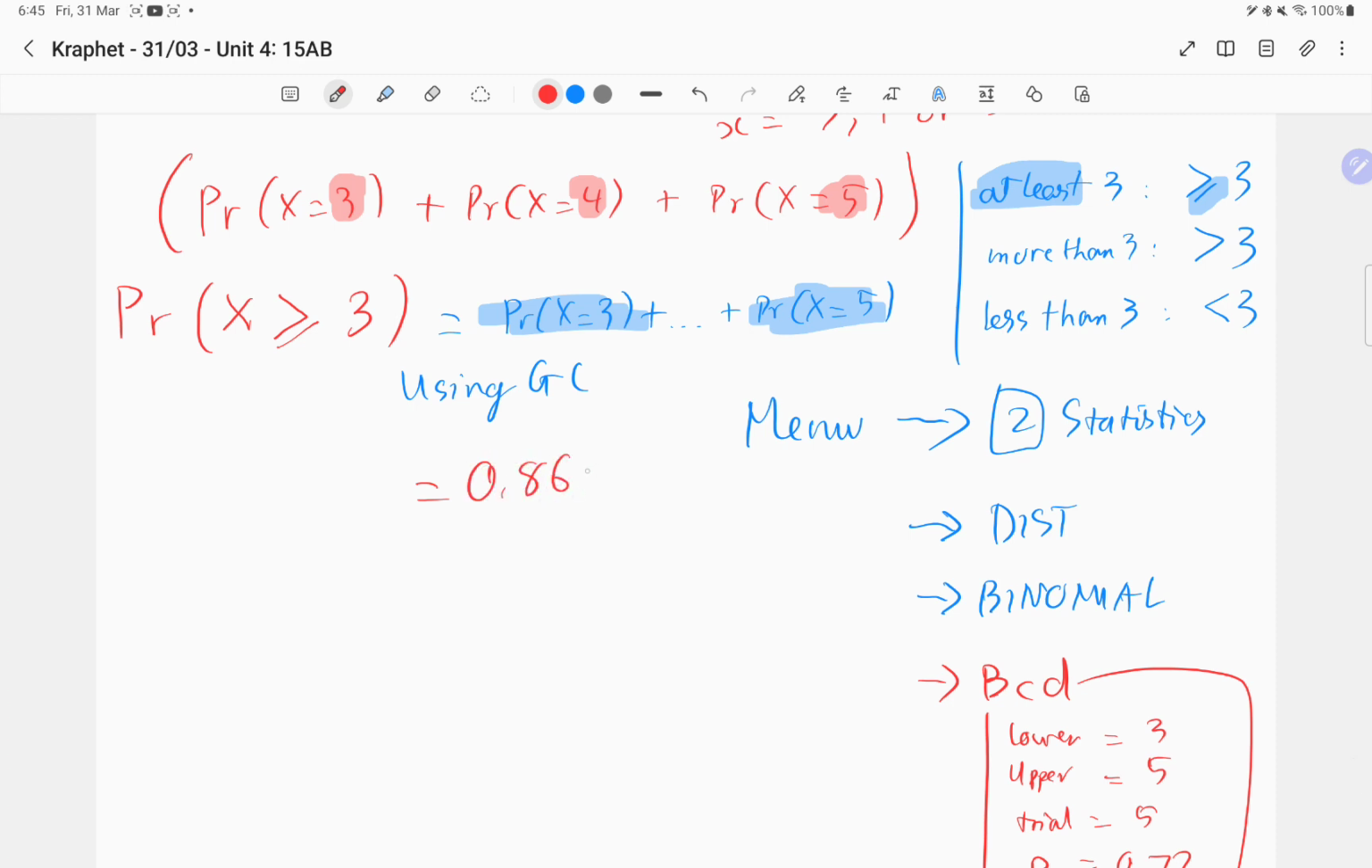0.8624. 8624. Yeah, to 4 decimal places. That's the correct answer. That's it.